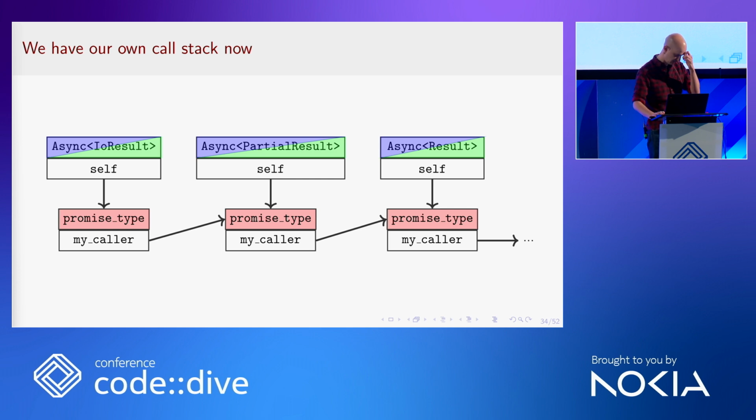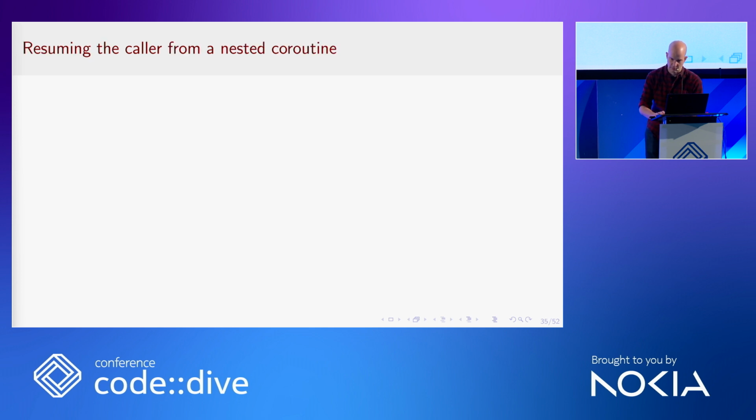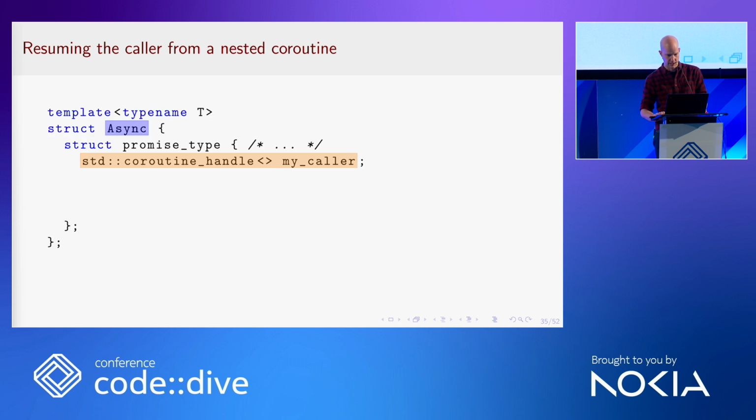So the next question is now, okay, it's one thing to have this information stored away somewhere, but what we actually want to do is resume the caller from a nested coroutine. So how can we do this? Assume you're the innermost function and you're done with all of your work. You have completed your result, and now you somehow need to wake up your caller. But your caller is not on the call stack anymore because everything was suspended. So how do you get him back?